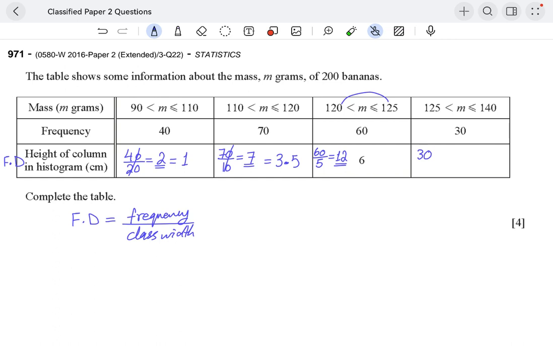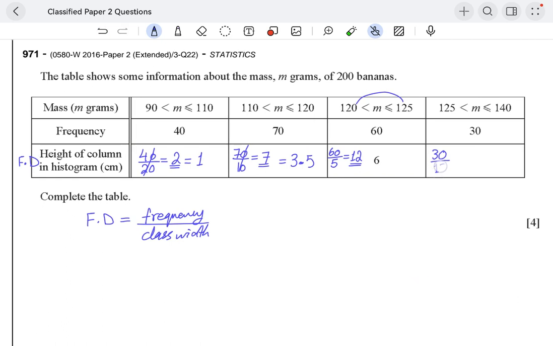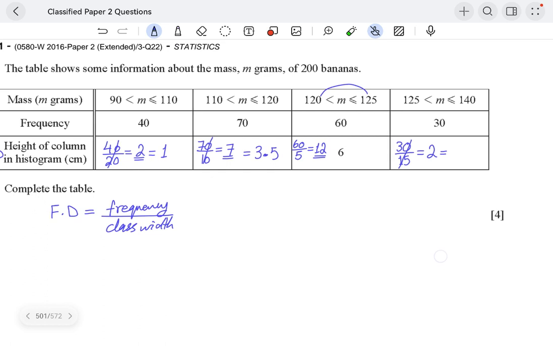The frequency density will be the frequency divided by the class width. 125 to 140, the class width is 15, and 30 divided by 15 gives us the frequency density, which is 2. These 2 would be used to draw the normal frequency density histogram. But actually he is using a scale factor of half, or he is trying to make it a little bit shorter. So you will take half of these 2, which is 1. So he's asking you to complete the table. You will just keep the final answer on the table, and this will be your draft work.